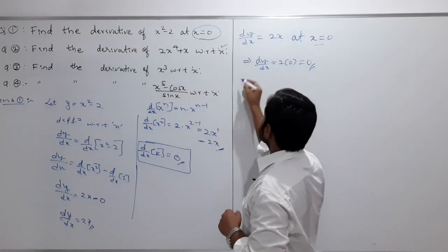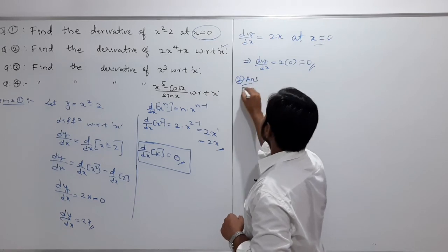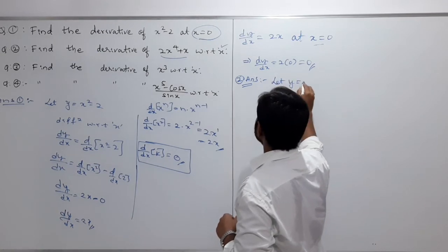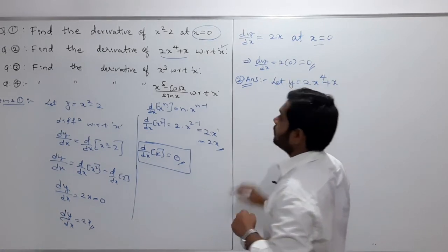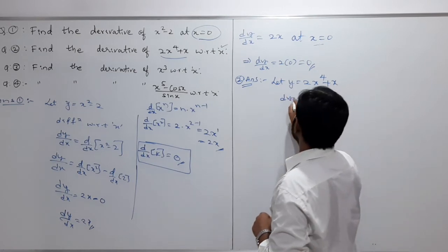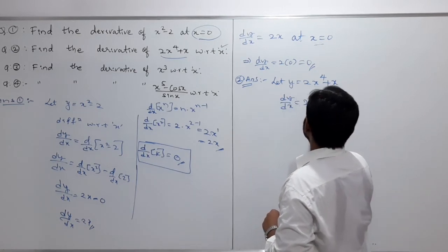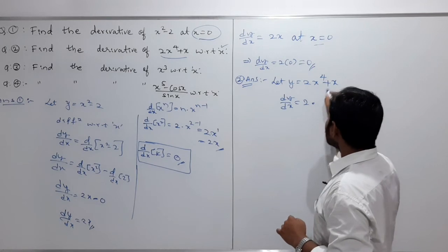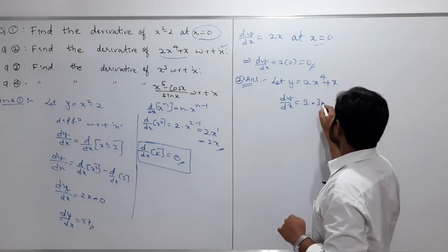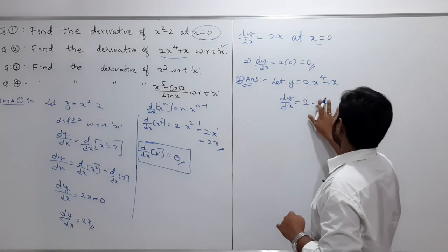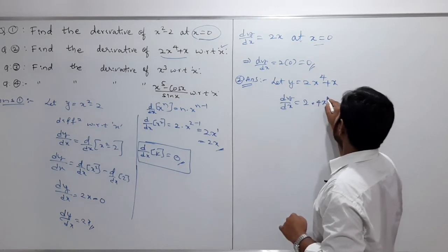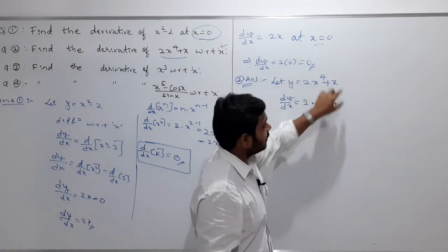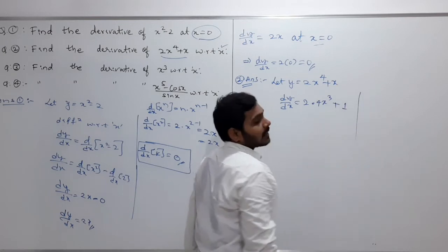Next I am going to solve the second one, my dear students. So for the second question, again take this function. Let y is equal to 2 into x to the power 4 plus x. So here differentiating, dy by dx is equal to 2, which is a constant, keep as it is, 2 into the derivative of x to the power 4, plus the derivative of x, which is equal to 1. Clear?